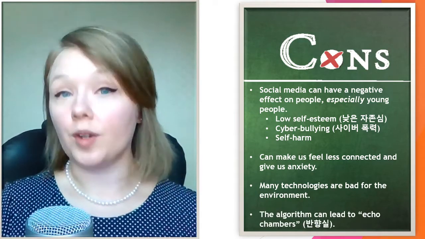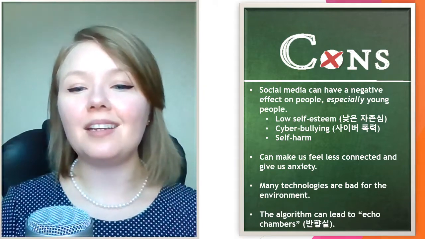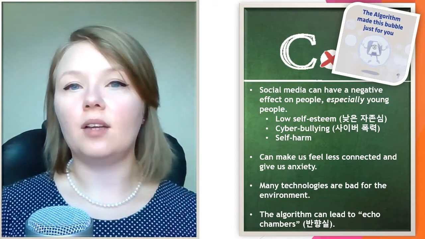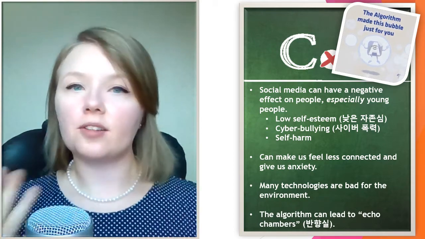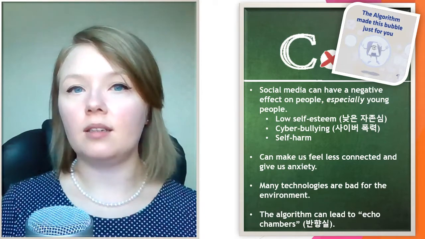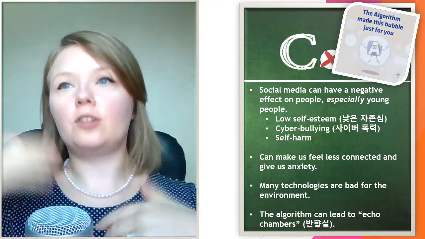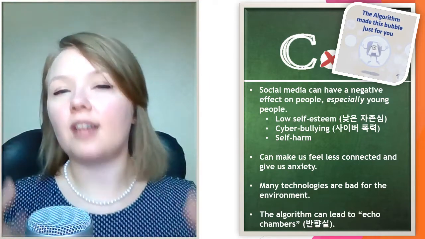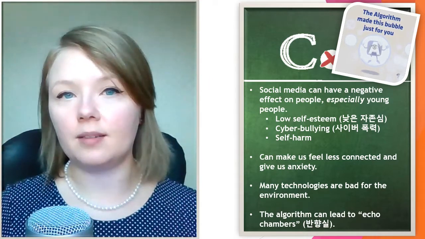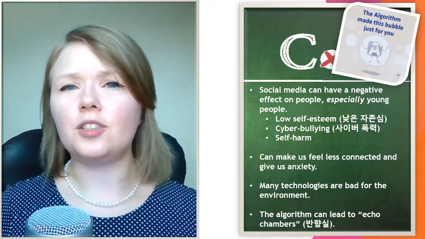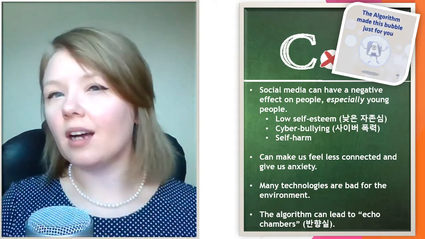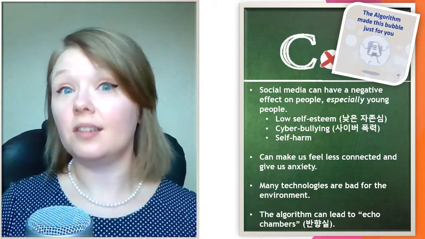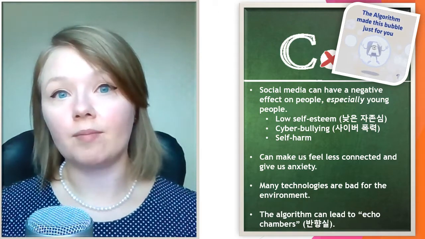Finally, the algorithm, remember that word, can lead to echo chambers. So what this means is that when you look at certain things on social media, you get suggestions to see more of the same opinion, same thinking, same everything. And this can lead to people not seeing other ideas, not seeing other opinions. And this is causing problems in the world today.